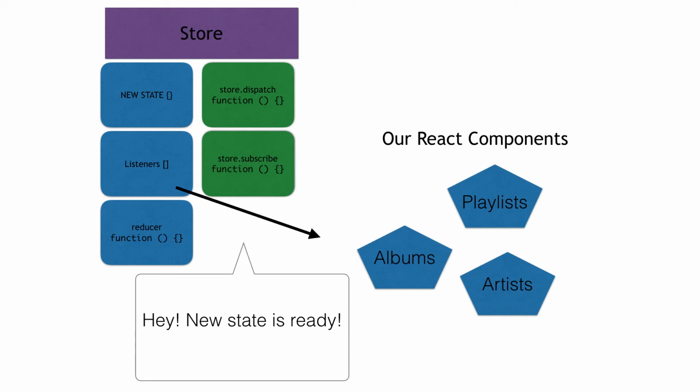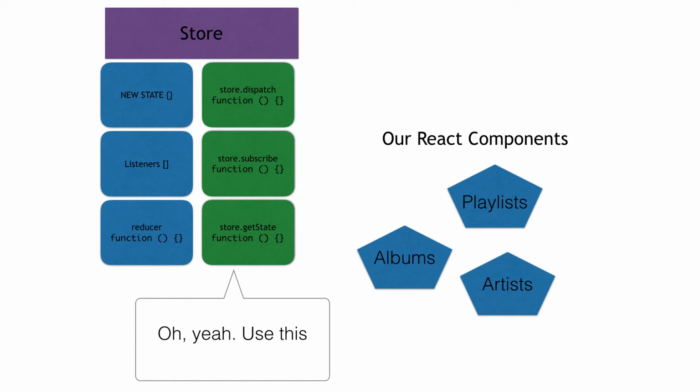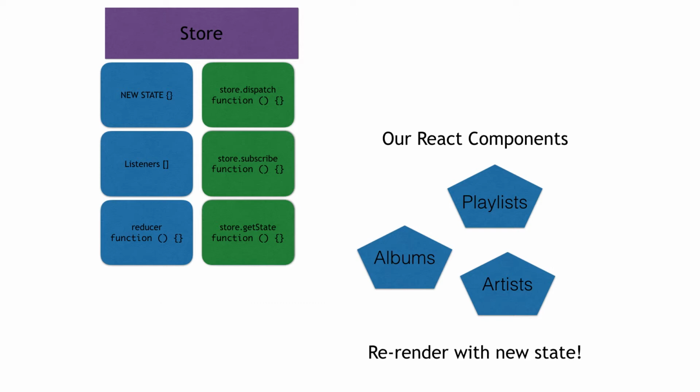And then these components will ask the store, hey, can you give us the new state? Which there's actually another method we need. Can you guess what it's called? Get state? Yeah, good guess. So they all call get state, and then they re-render. That's what re-rendering looks like.